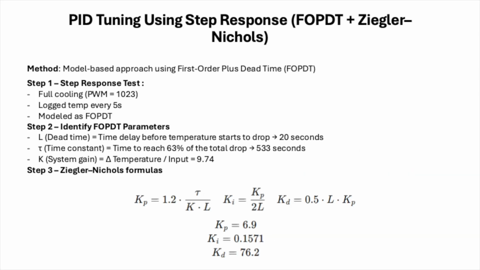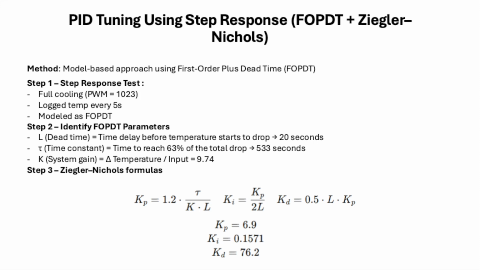To tune the PID controller for our temperature regulation system, we used a method based on system identification, specifically the first order plus dead time model, also known as FOPDT, combined with the Ziegler-Nichols open-loop tuning approach. We began by applying a full-step input to the cooling system, that means 100% PWM power, and logged the temperature every 5 seconds for 20 minutes. From this step response curve, we analyzed how the system behaved.